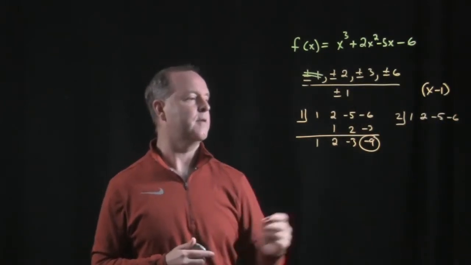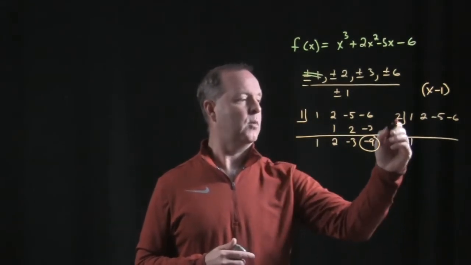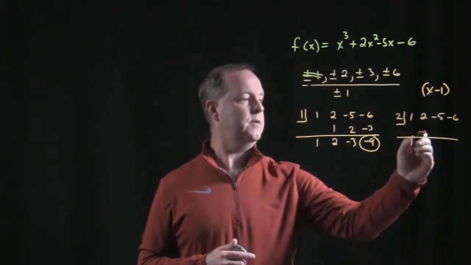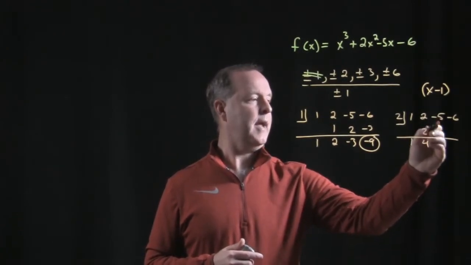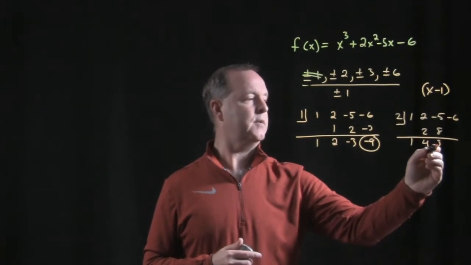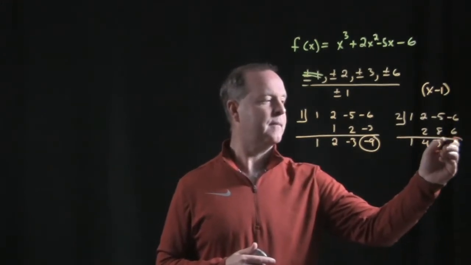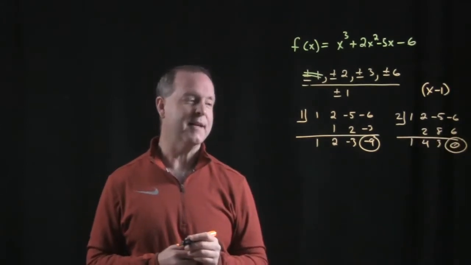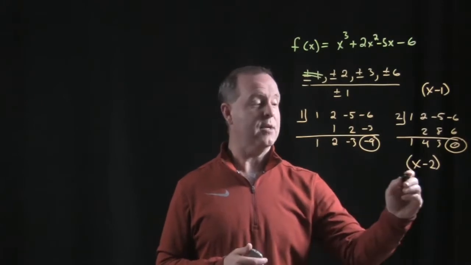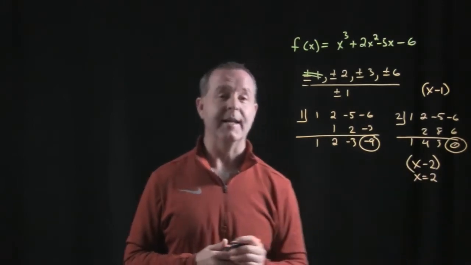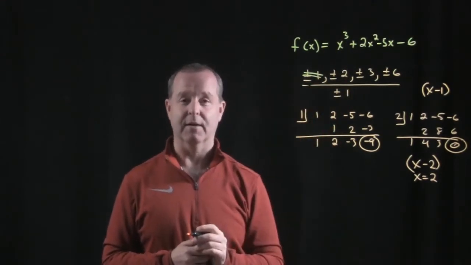Let me check to make sure I'm solving the problem I wrote. 1 times 2 is 2. Add. 2 times 4 is 8. Add 3. 2 times 3 is 6. I get a 0. Boom. So what that tells me is that x minus 2, or x equals 2, is a rational root, or a rational zero, of this particular equation.